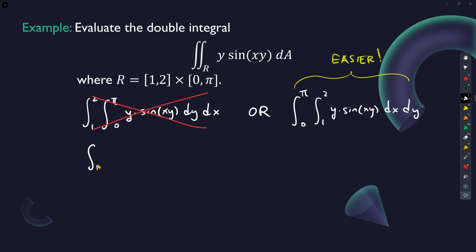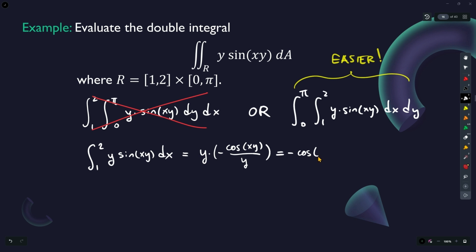So first, let's integrate from 1 to 2 of y sine of xy dx. The integral of that will be, y is a constant, times the integral of sine of xy, which will be minus cosine of xy divided by the constant in front of x. Just like that. You can do that using a u substitution if you want, but that is the integral. This is just minus cosine of xy now between 1 and 2.